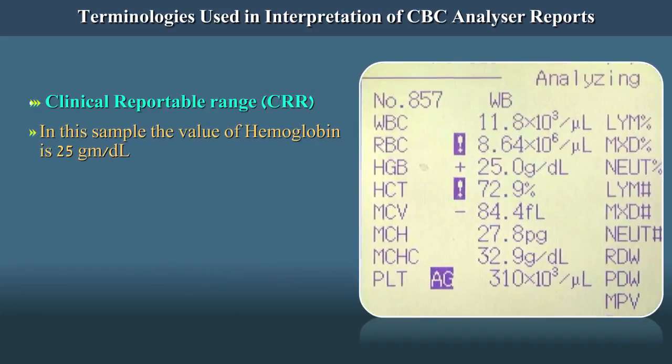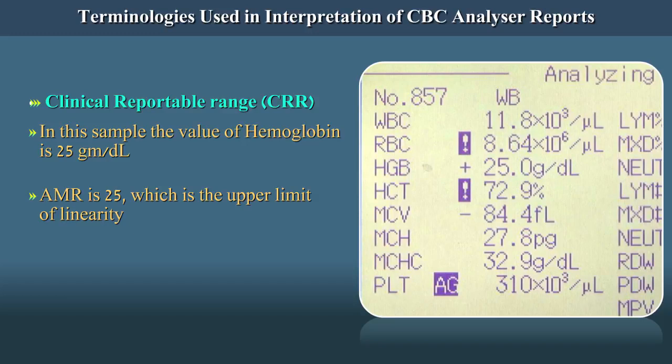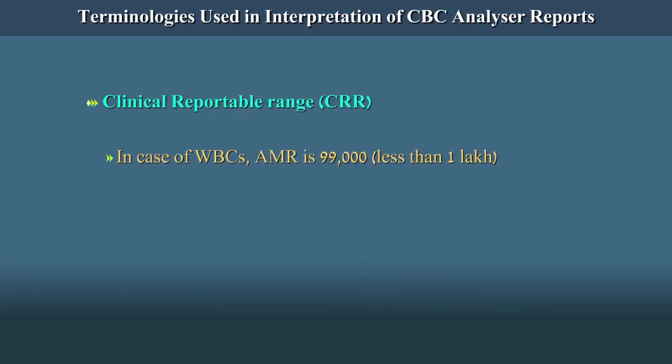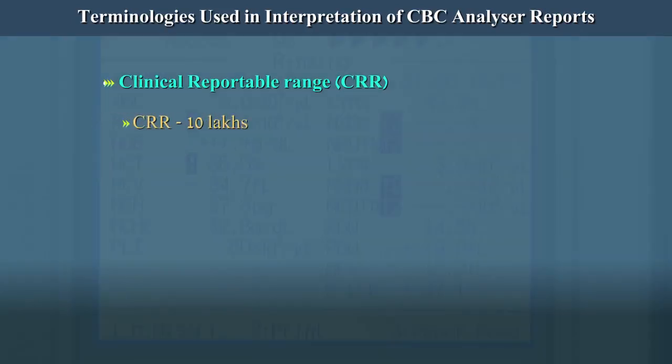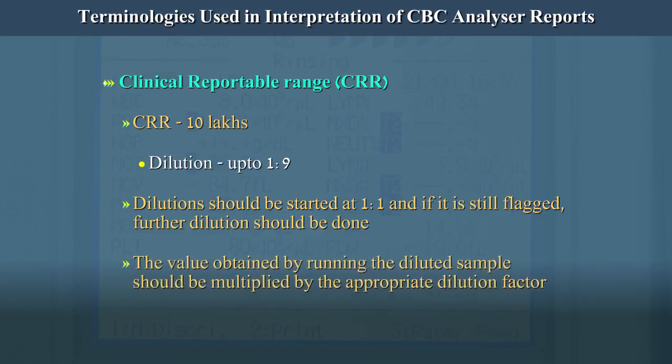In this sample, the value of hemoglobin is 25 grams per deciliter. The AMR is 25, which is the upper limit of linearity, but you may not need dilution as 25 is a limit seldom exceeded by hemoglobin. However, in case of WBCs, AMR is 99,000, that is less than 1 lakh. In cases of leukemias, especially CML, where WBC count can go very high, a dilution may be needed depending on the laboratory's defined CRR. If the lab has set 10 lakhs as the CRR, a dilution up to 1:9 should be done. Dilutions should be started at 1:1, and if it is still flagged, further dilution should be done. The value obtained by running the diluted sample should be multiplied by the appropriate dilution factor.